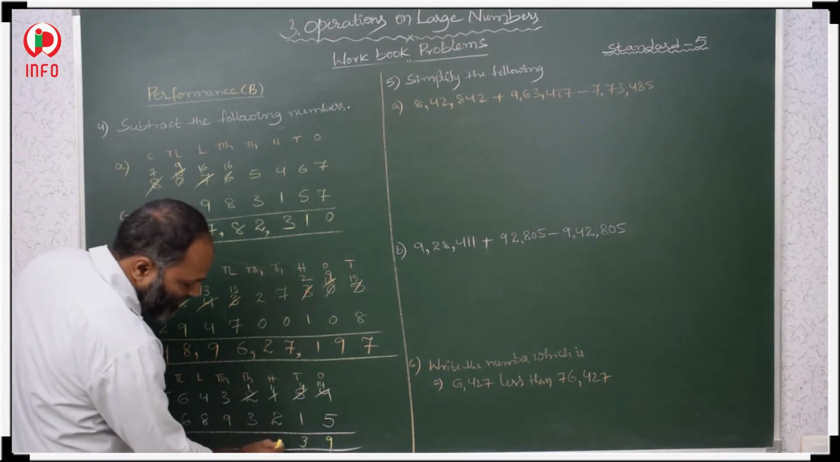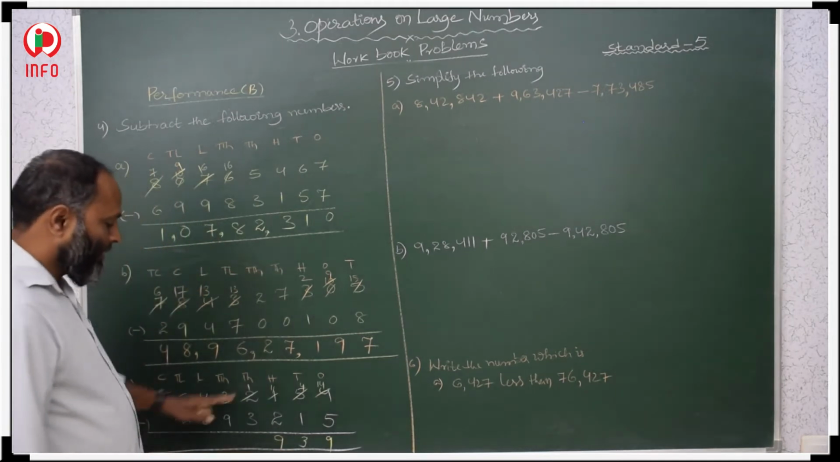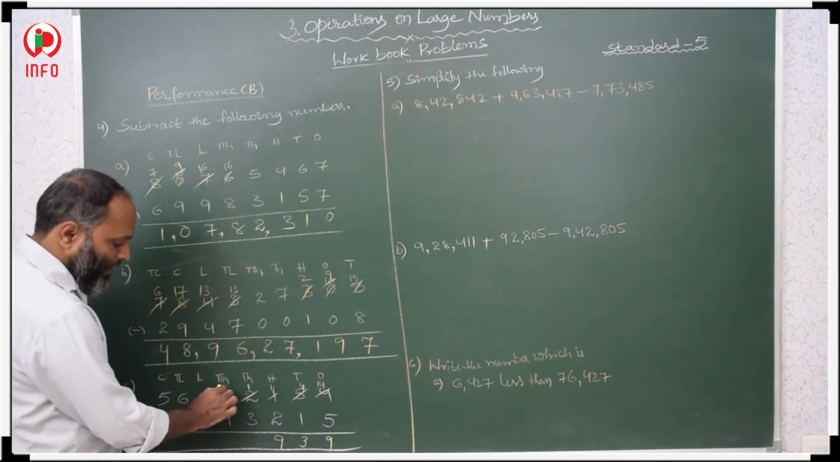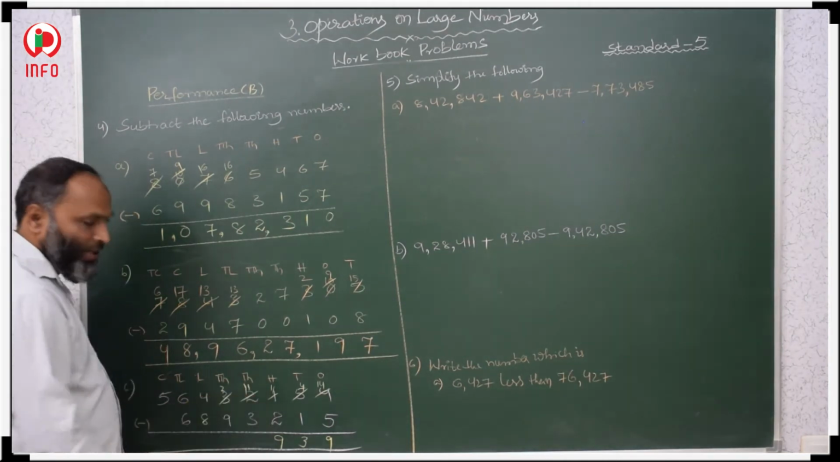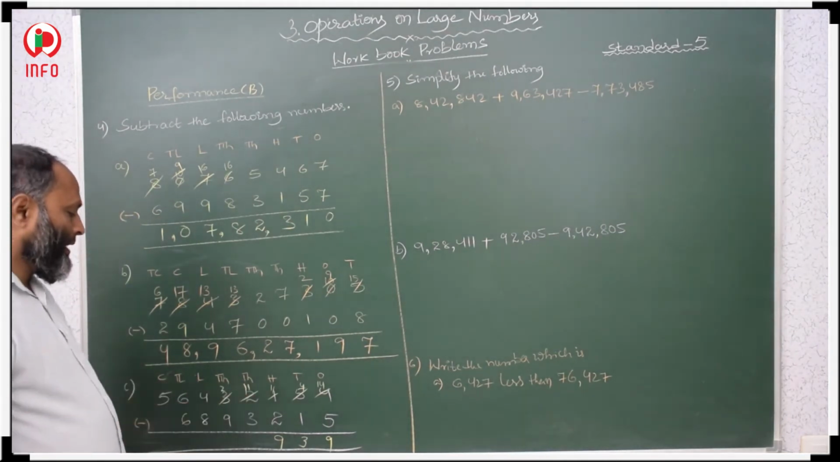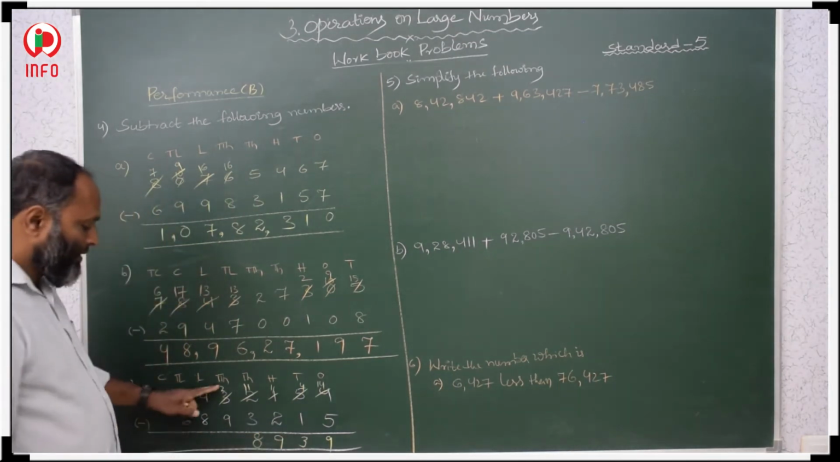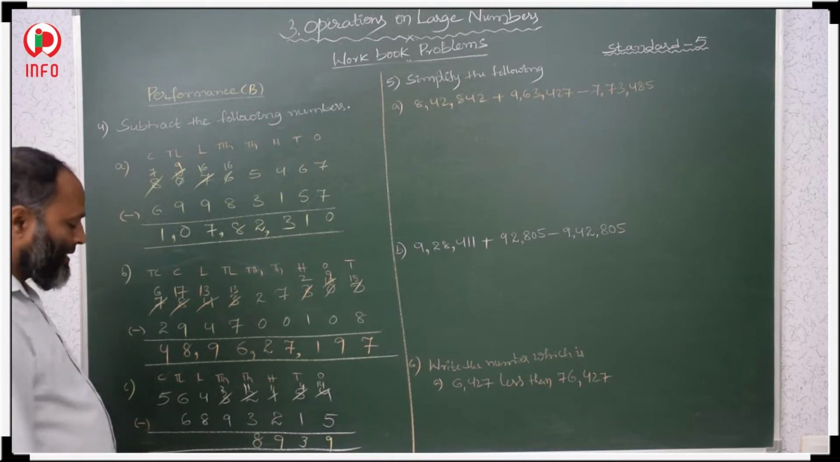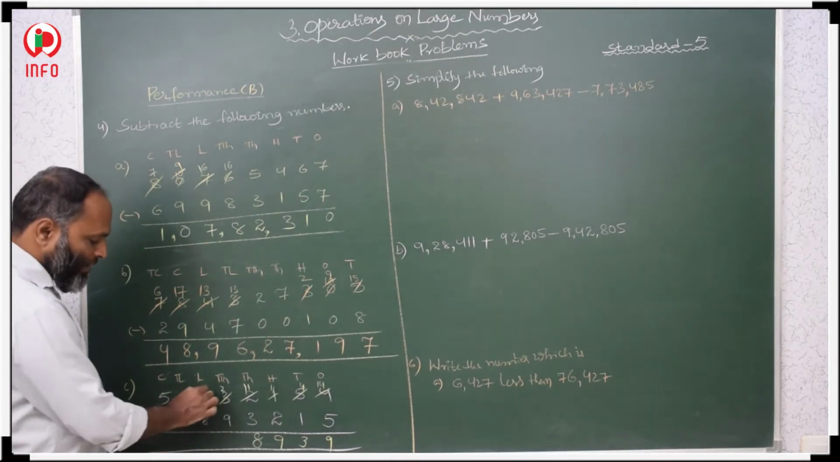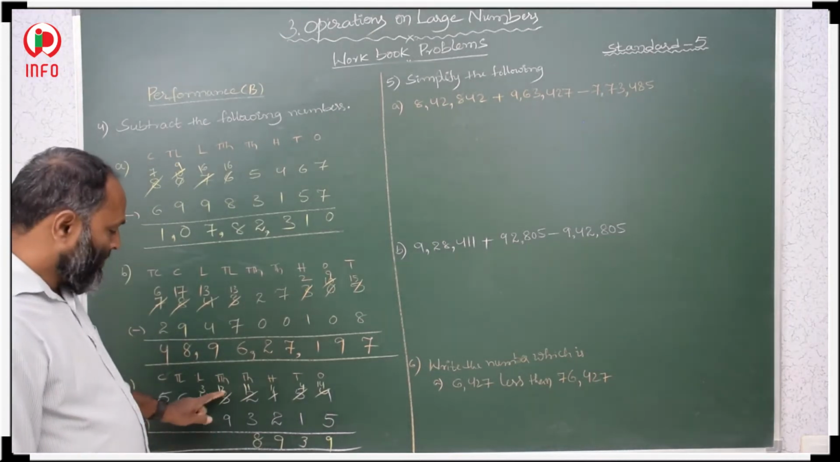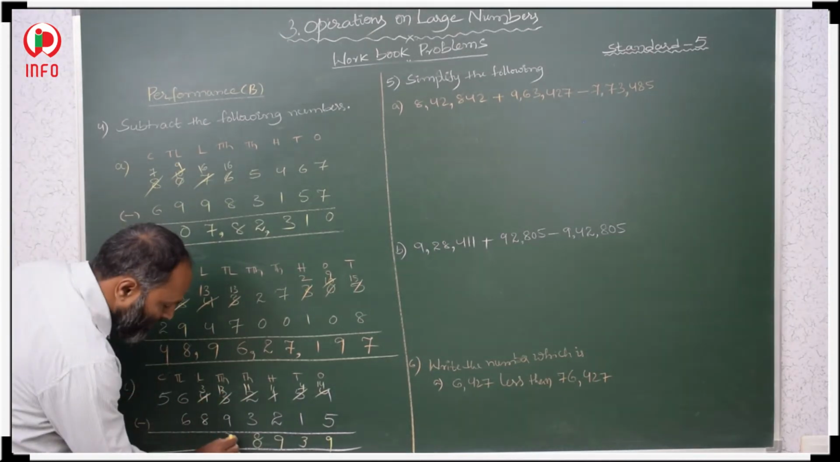11 minus 2, 9. 1 minus 3, minuend is less. Again take borrow from the next. It will decrease by 1. It will increase by 10. 11 minus 3 is 8. 2 minus 9. So minuend is less. Again take borrow from the next place. It will decrease by 1. It will increase by 10. 12 minus 9 is 3.